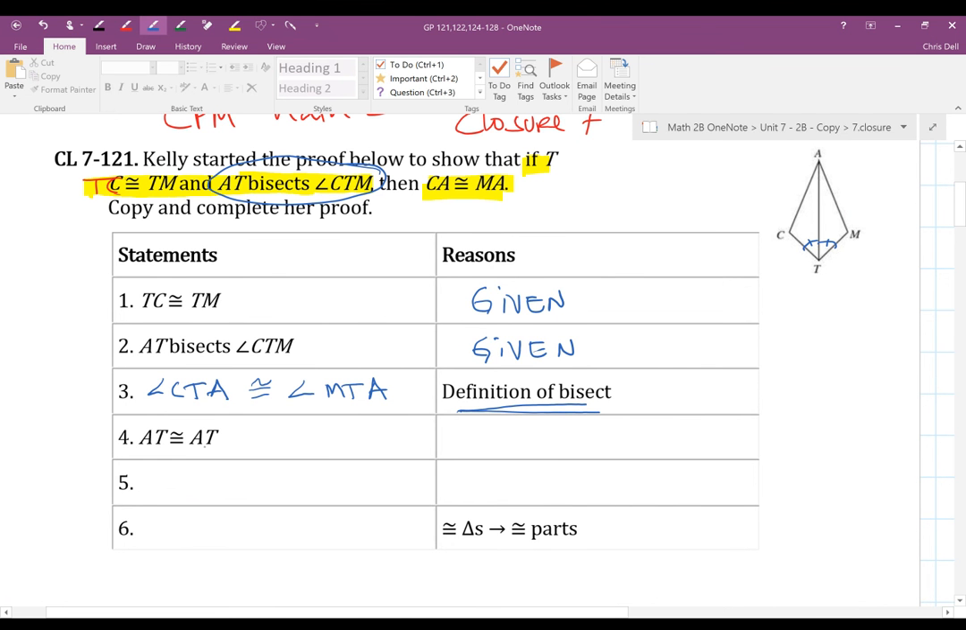AT is congruent to AT is the next statement. Well, that's because it's the same side. So you can say same side, or the property we use is the reflexive property. It's the reflexive property, or same sides are congruent.